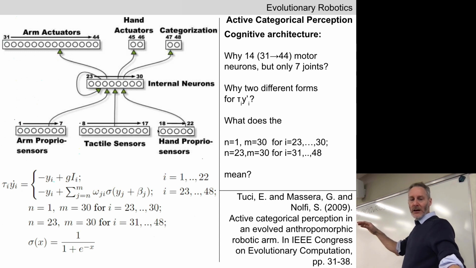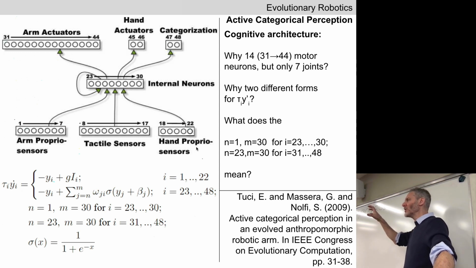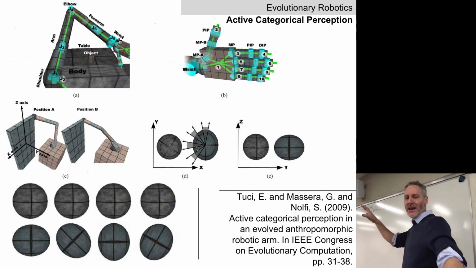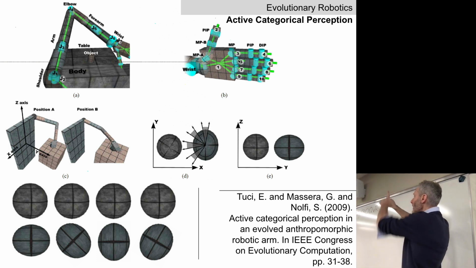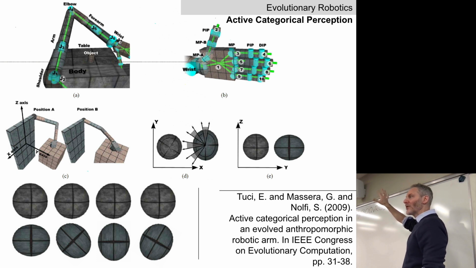Hand proprioceptive sensors. We've got 5 proprioceptive sensors in the hand. Where are those 5 proprioceptive sensors? Tips of your fingers? It could be the tips of the fingers. It's not clear from this picture. It's the curvature of the finger. Remember that the different parts of the finger are all curling in together. So we've got 5 numbers reporting the curvature of the 5 fingers.